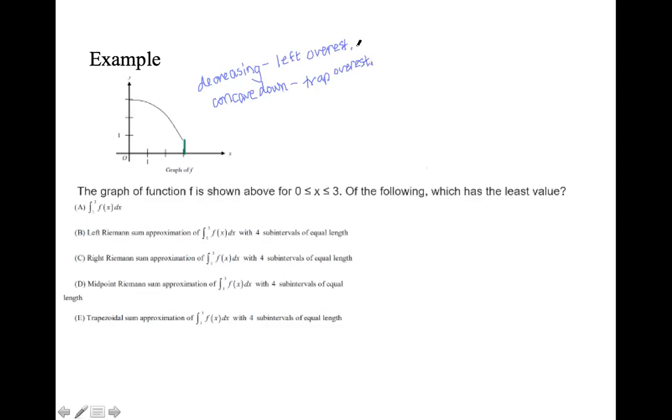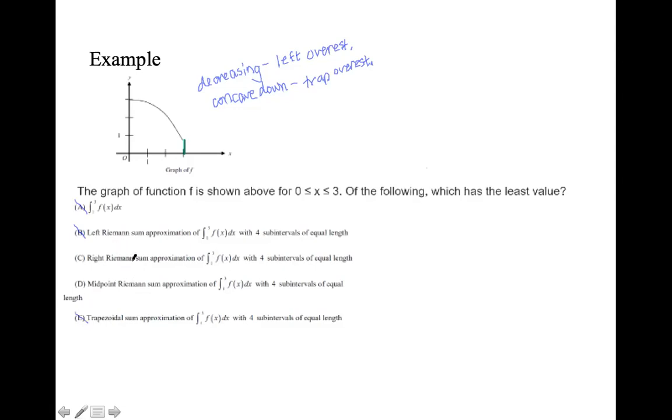All right, so let's look at those two. Let's see if we see a left Riemann sum, 4 subintervals of equal length, right Riemann sum, midpoint, and so forth. We're going to rule out left because we already know that's going to be an overestimate, so it's not going to be the least. This is exactly it, so we're not going to look at that. Let's see, concave down, trapezoidal, concave down. We're going to rule that one out. So we're down to this.